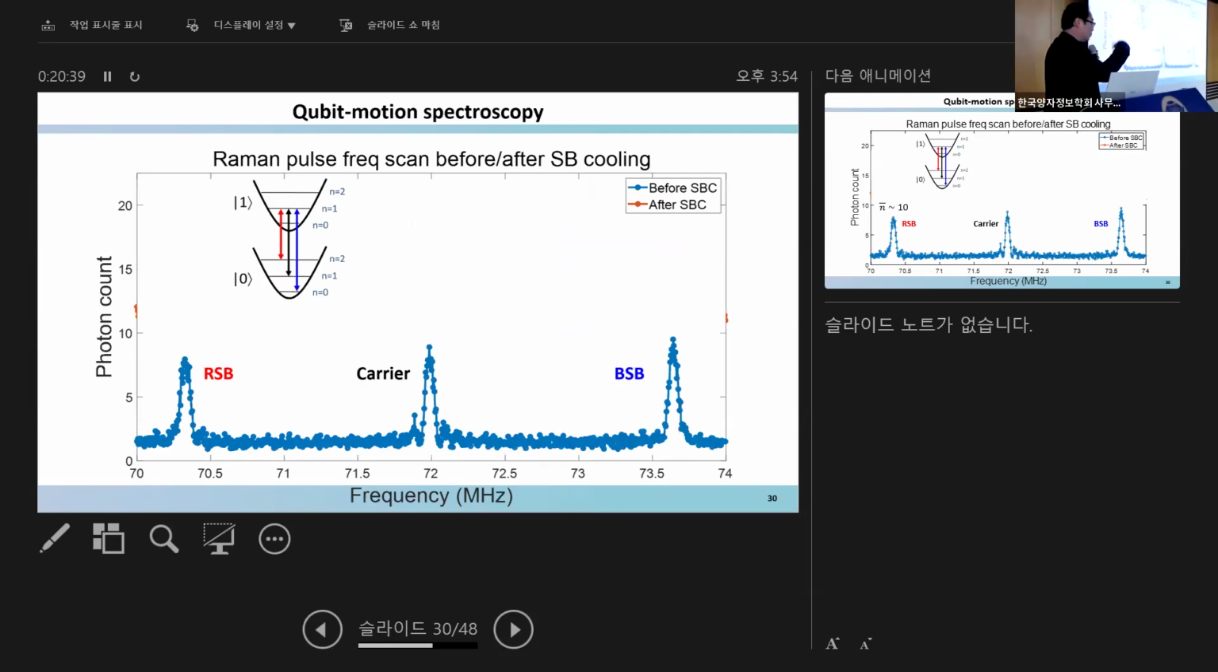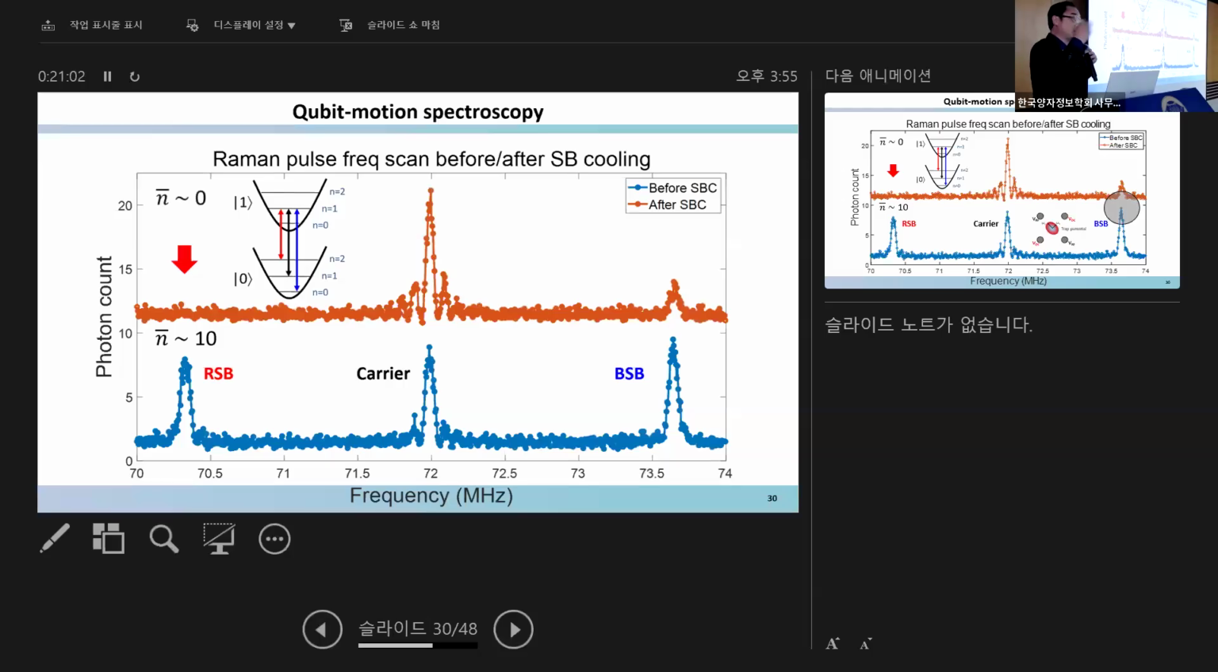So carrier transition meaning qubit flip, blue side meaning qubit plus the motional quanta, and red side meaning qubit minus motional quanta. So we do spectroscopy here, and you can see the ratio of these two red and blue sideband peaks that corresponds to your Boltzmann distribution of phonons. So you got a phonon number of about 10.